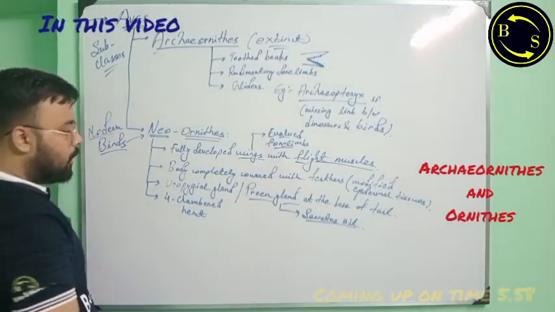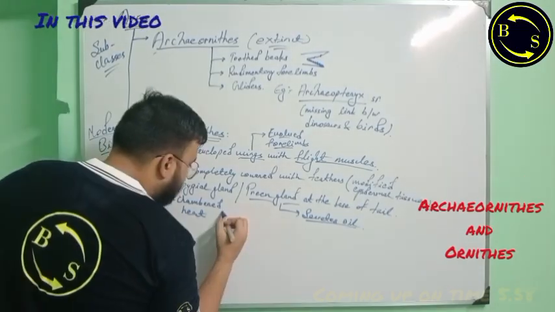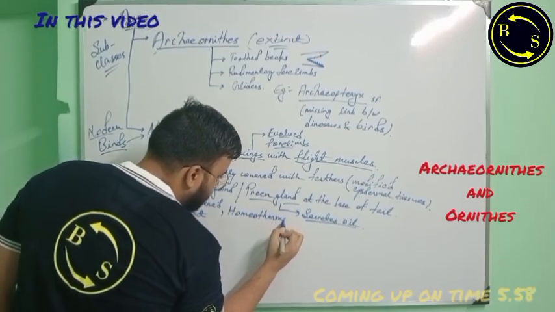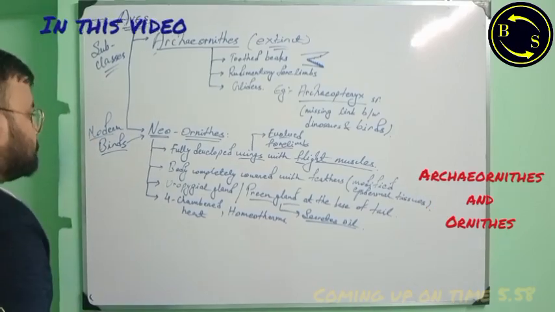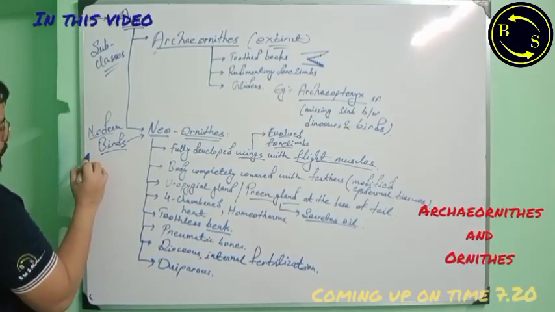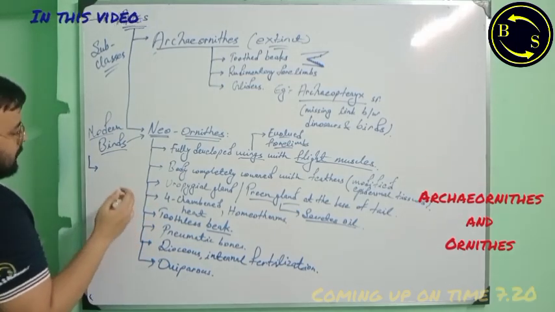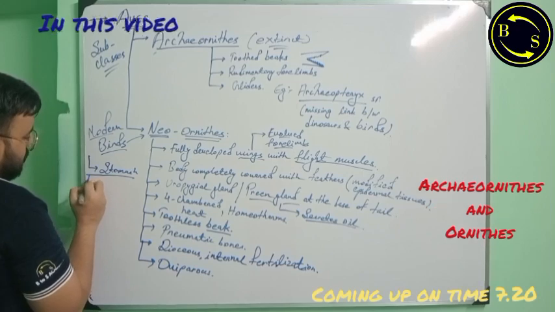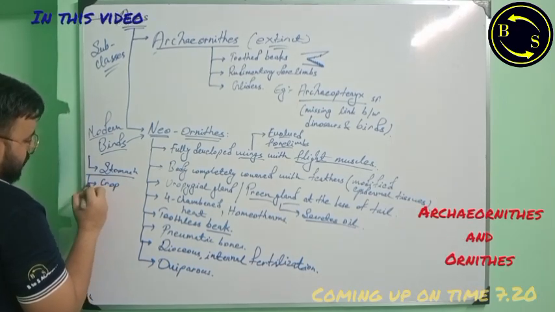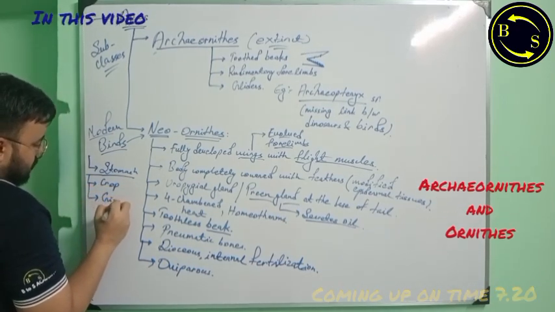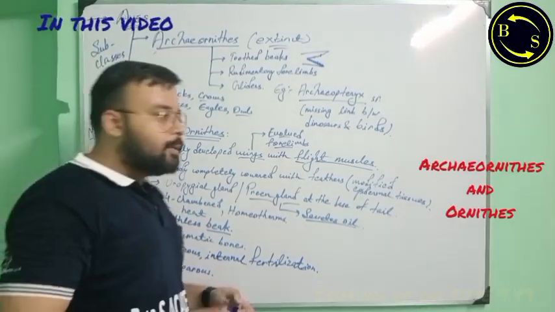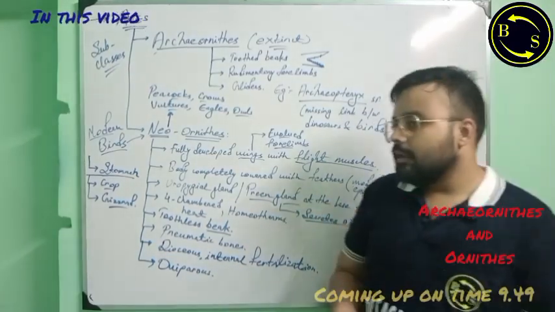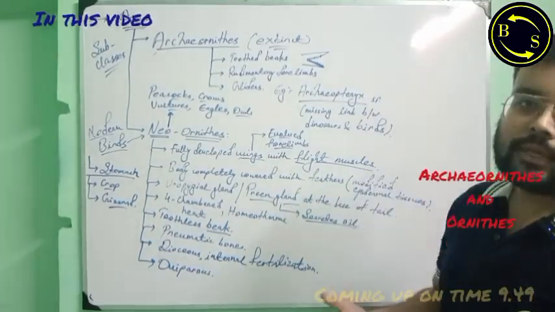Four-chambered heart with two auricles, two ventricles, and they are homeotherms or warm-blooded. Okay, they can regulate their own body temperature. Also, modern birds have another feature. Their stomach has two chambers known as crop and gizzard. Now, neornithes birds can also be classified into flightless birds and birds who can fly. Flightless birds are ostriches, emus, cassowaries.